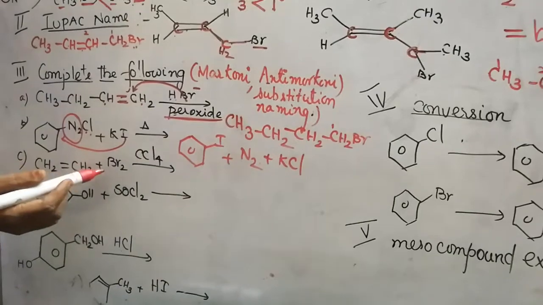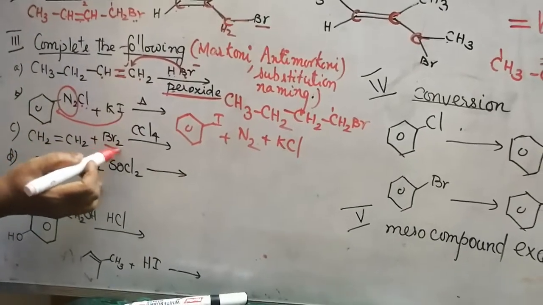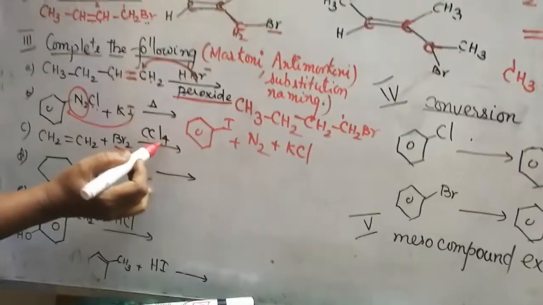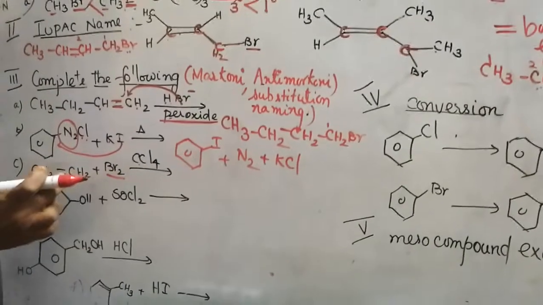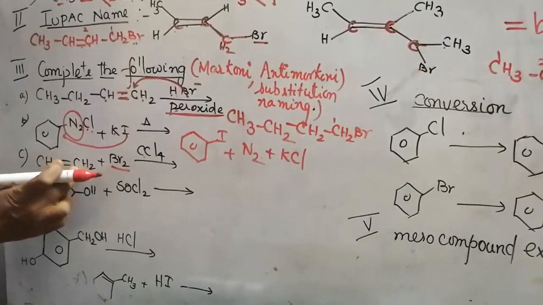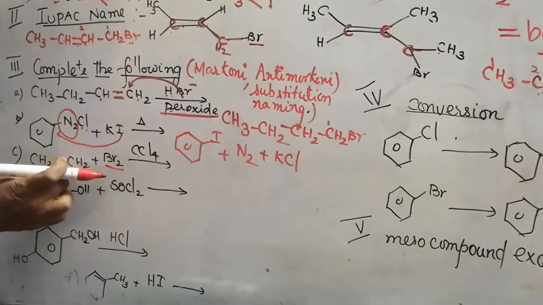Now let us go to a simple addition reaction. Bromine is added in the presence of carbon tetrachloride, which you have learnt in 11th class itself. So the Br will attach to these two carbon atoms which are connected by the double bond.